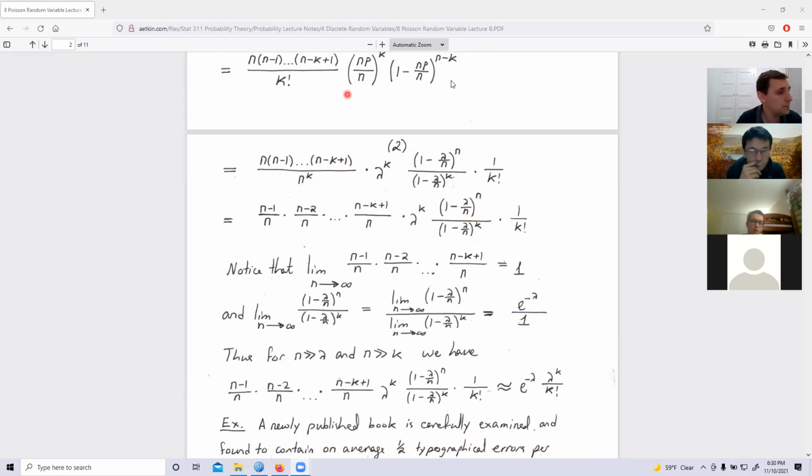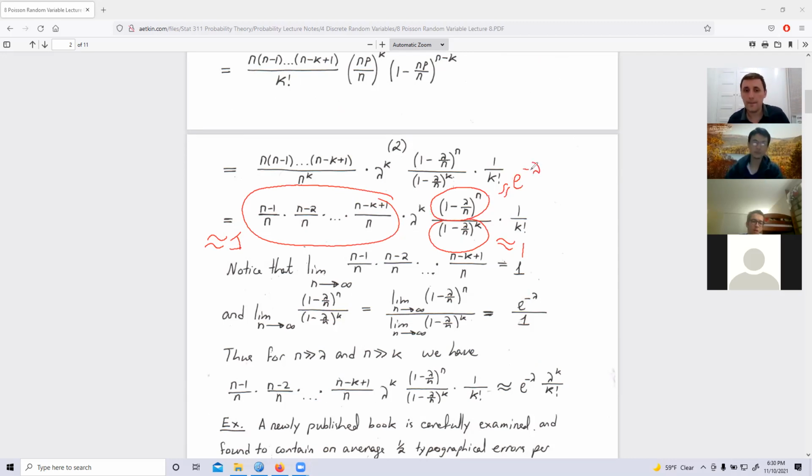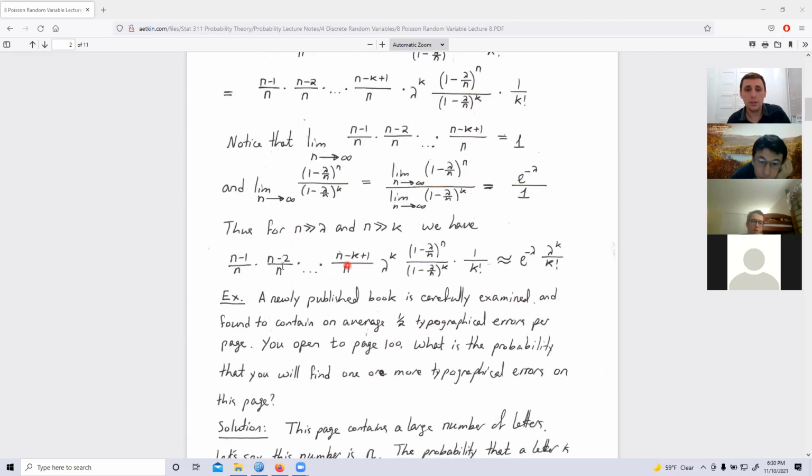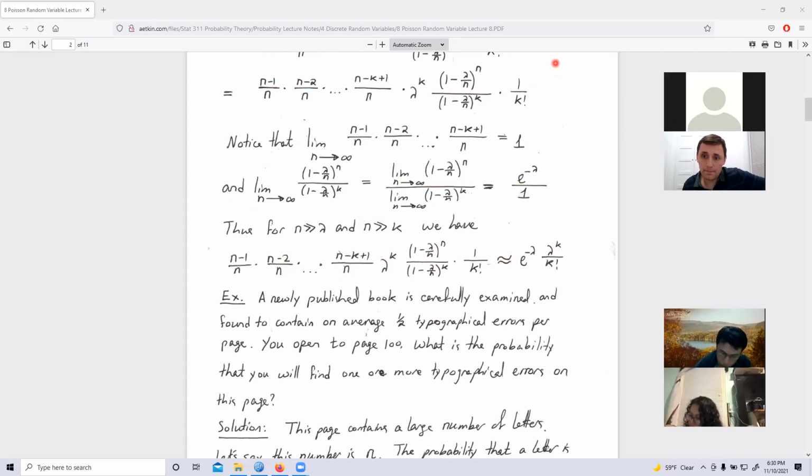Let me just underline it for you. So this is approximately equal to 1, whereas this approximately equals e to the minus lambda. Yes? And what do we get? Look at it. Here is this entire line. We just simply see that it's very similar to 1 times lambda to the k times e to the minus lambda divided by k factorial, which is exactly the Poisson distribution with parameter lambda.